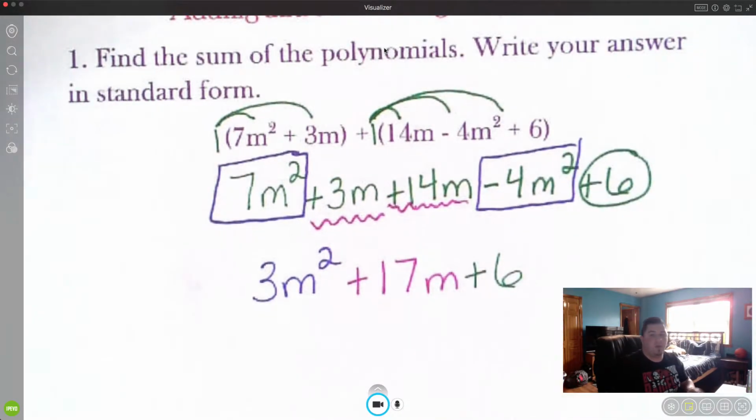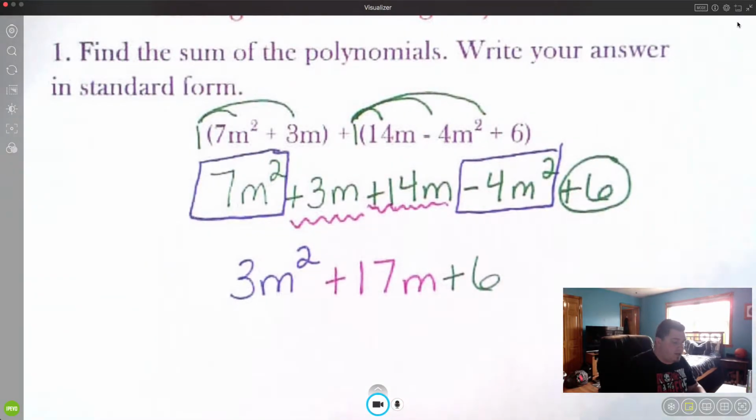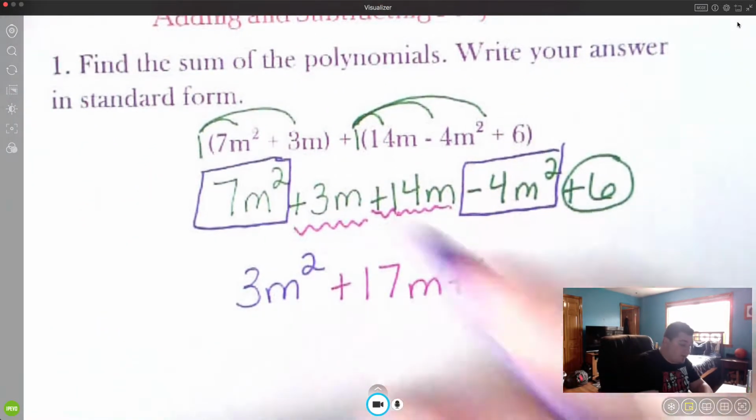Now, for standard form, we have to make sure that it is written from greatest exponent to least, which we have m squared, m, and then our constant. So we are good there. And now we can move on to the next round. I'm sorry, we should box that final answer.